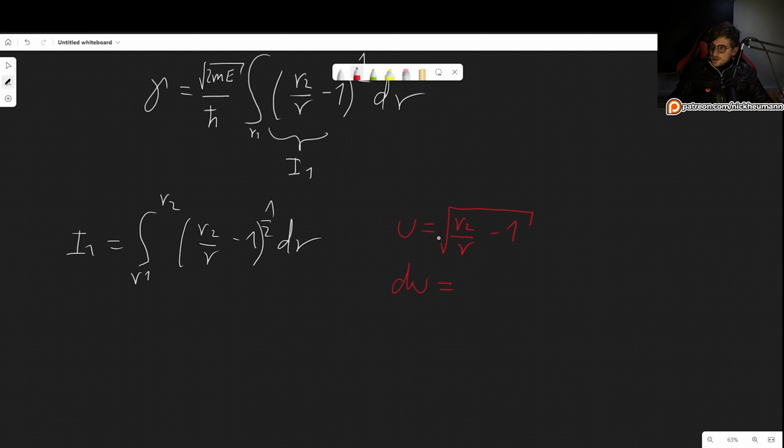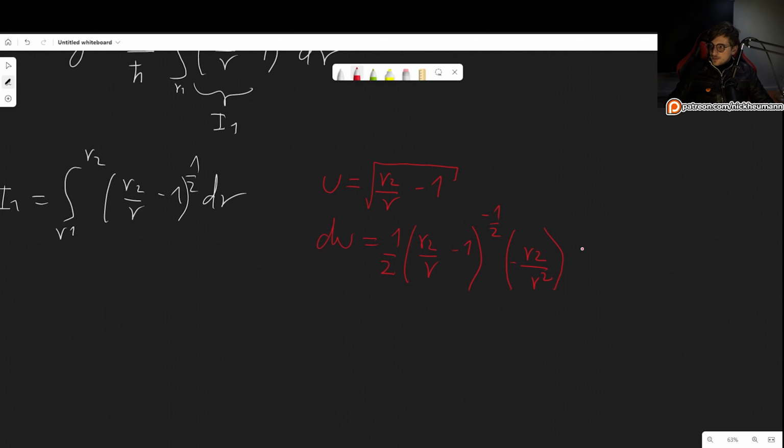Okay, so what is du? The du is going to be the derivative of this. Now, what is the derivative of this? It's going to be 1/2. Now, what is inside? So (r2 over r minus 1) to the minus 1/2, and now because of the chain rule we multiply by the derivative of what is inside, so r2 divided by r squared and with a minus sign, right? Because it was r to the minus 1, the minus comes outside and it becomes r to the minus 2. Okay, and of course dr. So what we need to find here is dr, because we need to plug dr into our integral.